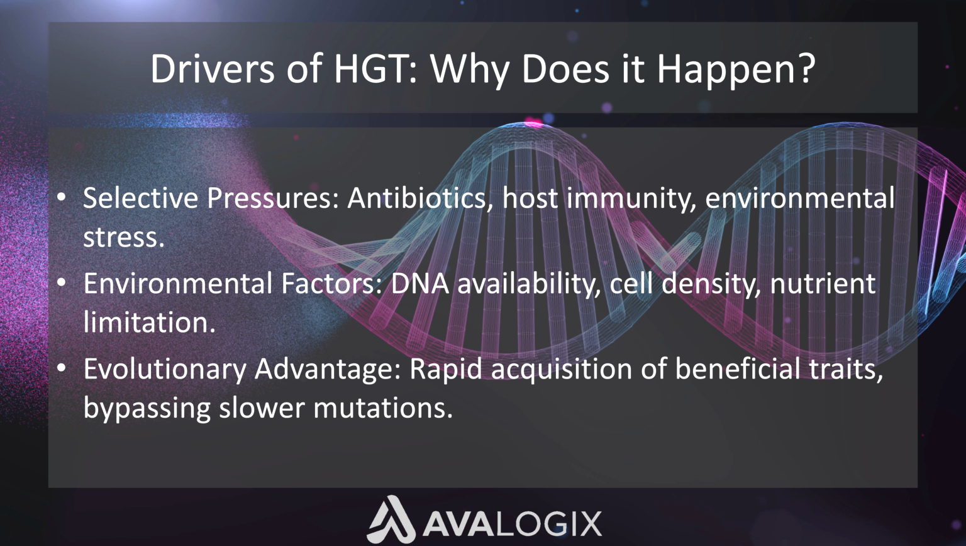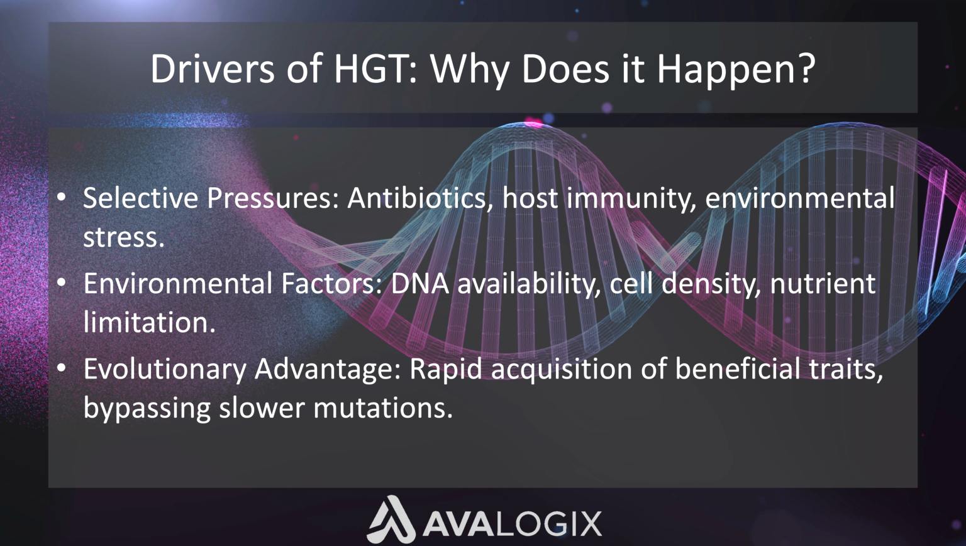HGT allows bacteria to rapidly acquire such genes, often from nearby resistant cells, rather than relying on rare, spontaneous mutations. A bacterium can, for example, gain an entire resistance operon through transformation or conjugation in a single step. Host immune pressure is another strong selective force. Bacteria that acquire genes for immune evasion, altered surface antigens, or toxin production through HGT gain a clear survival edge within the host.